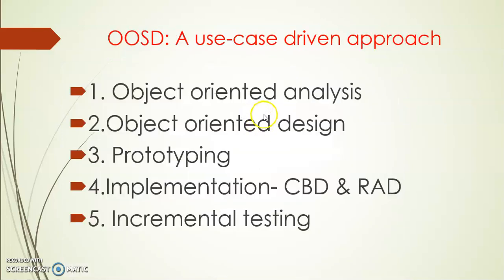Then we have the object oriented system development use case driven approach. These were the different subheadings: object oriented analysis, object oriented design, prototyping, implementation, that is component based development and rapid application development, finally incremental testing. Prototyping, CBD and RAD are important.